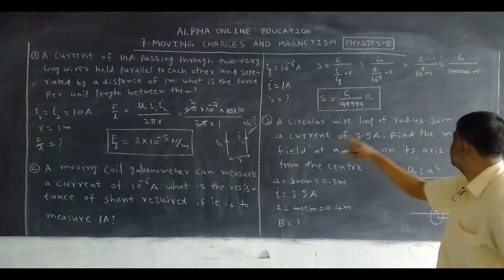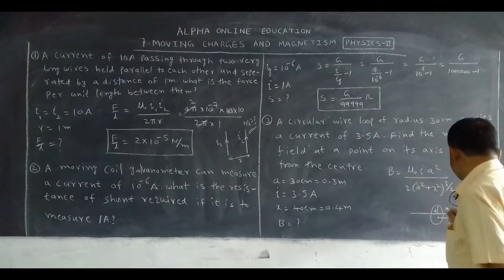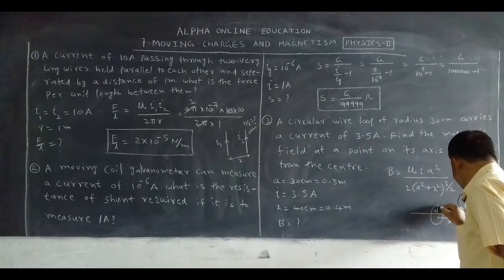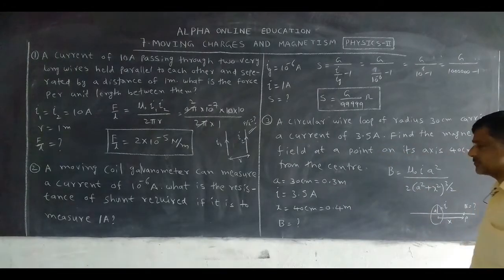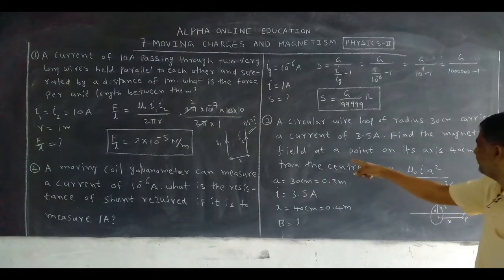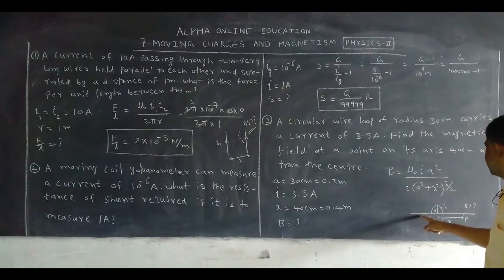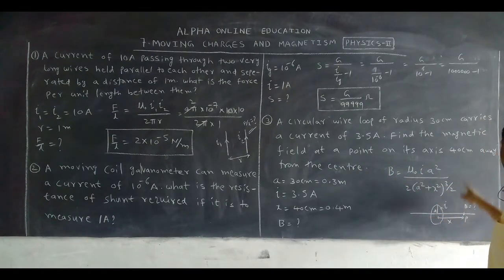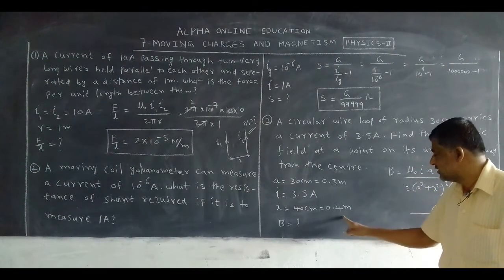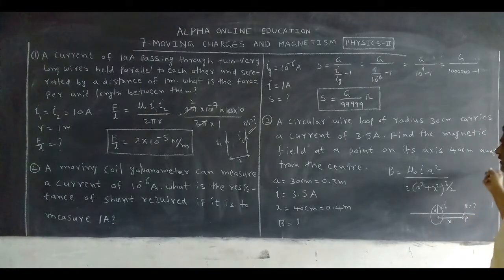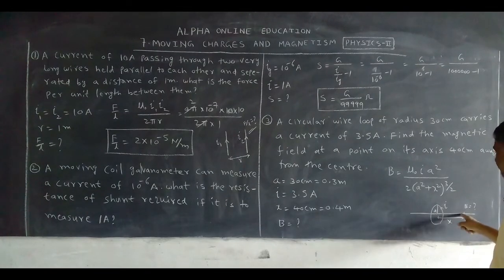The current carries a current. How much current is passing through this? The current is 3.5 amperes. Find the magnetic field at a point on its axis 40 centimeter. Here it is how much? X is equal to 40 centimeter means 0.4 meters away from the center. Okay, this is the diagram. At this point we want to calculate.